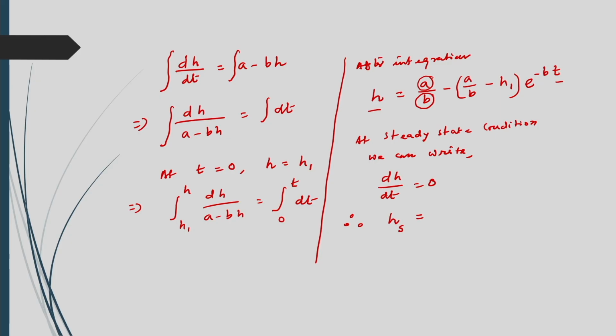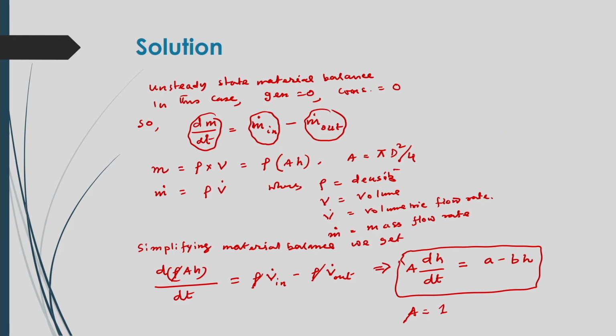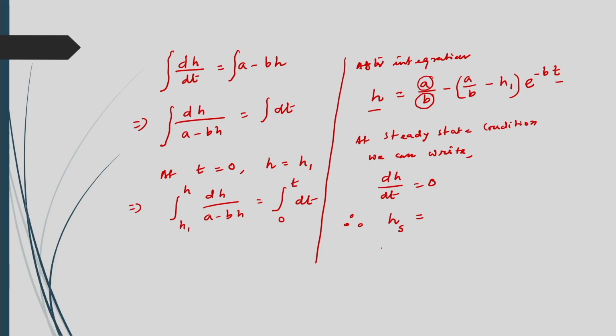What will be the value here? Because dH by dt, what we got here, is equal to A minus BH. That means A minus BH will be equal to 0 at a steady state condition, which implies H will be simply A by B. So, this is the height at steady state condition.